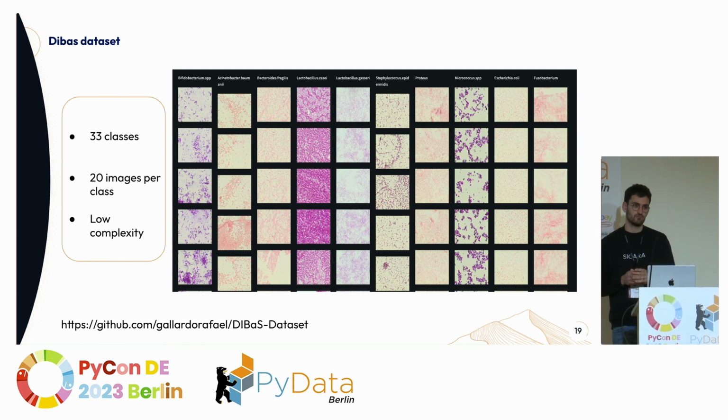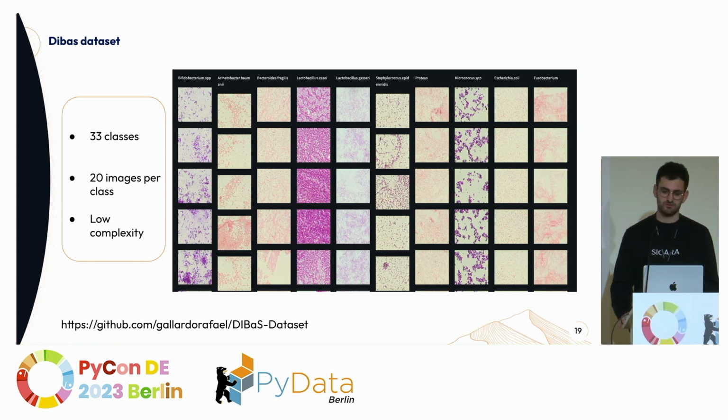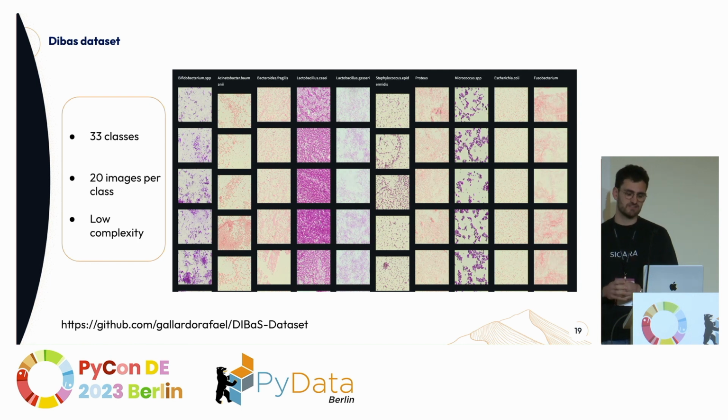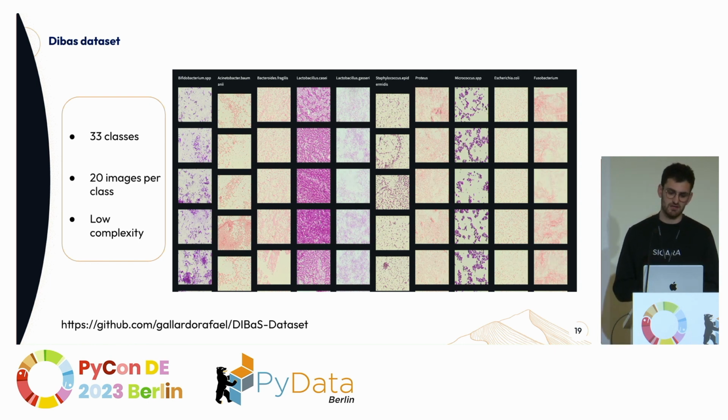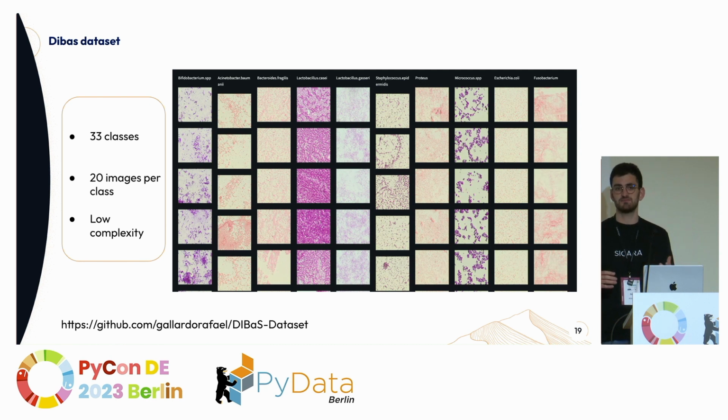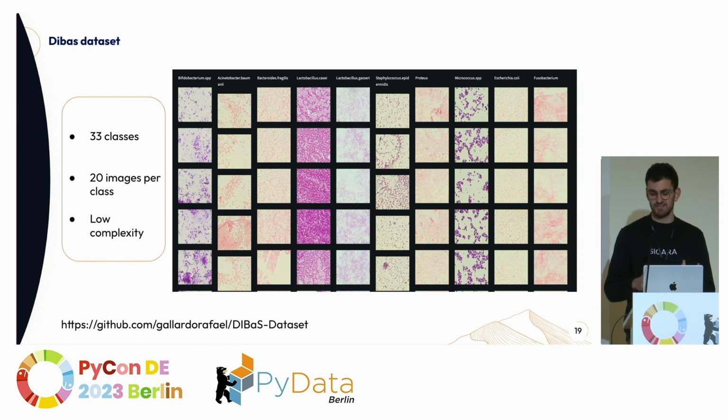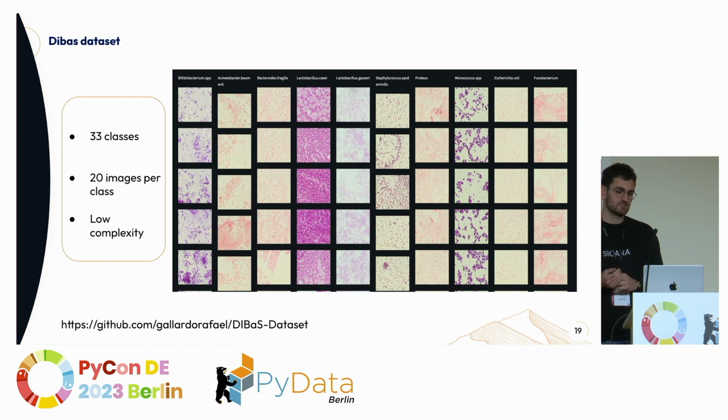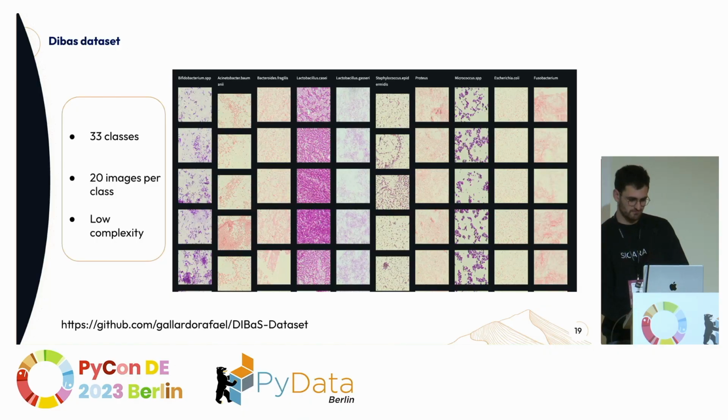To confirm our idea, we used a dataset called DIBaS, which contains 33 classes of bacteria and 20 images per class. It has quite low complexity because it's only one type of zoom and one type of microscope, and images from the same class use the same reactants. So it's really a subset of our full complexity. But if we can get something working on that, we can deduce that a model pre-trained on one of these large datasets will be able to extract the required features from bacterial images.